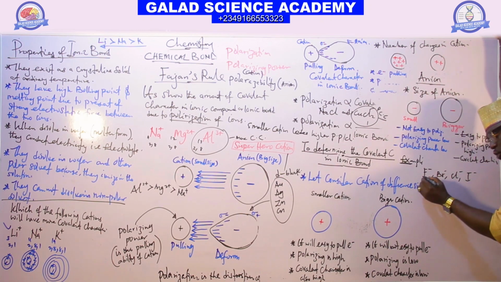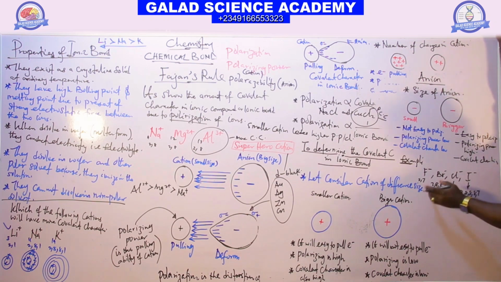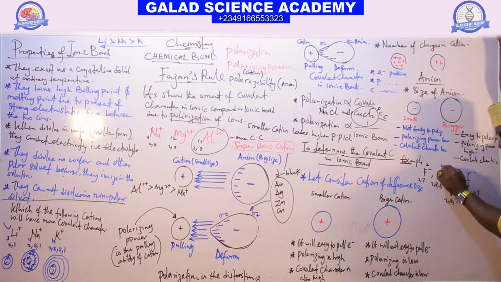Look at it. Fluorine here is 9, so if you want to write the configuration of this one, it will be 2, 7. Here we got 2, 8, 7. Here is 2, 8, 8, 7. Chlorine is 2, 8, 7. Iodine is 2, 8, 8, 8, 7. Look at it now. In terms of shell, in fluorine we have 2 shells. Bromine, we have 4 shells. Chlorine, 3 shells. Iodine, 5 shells.